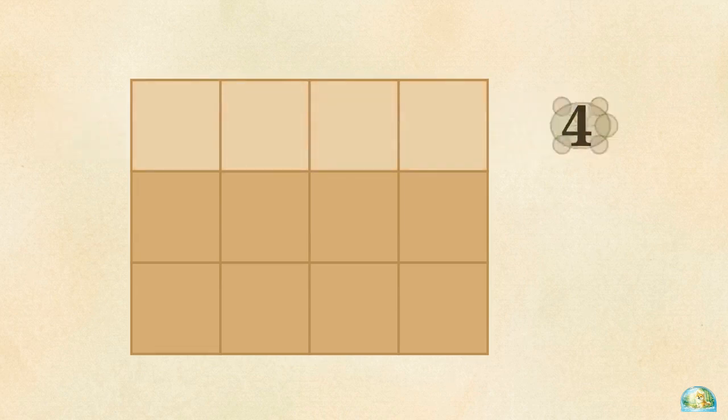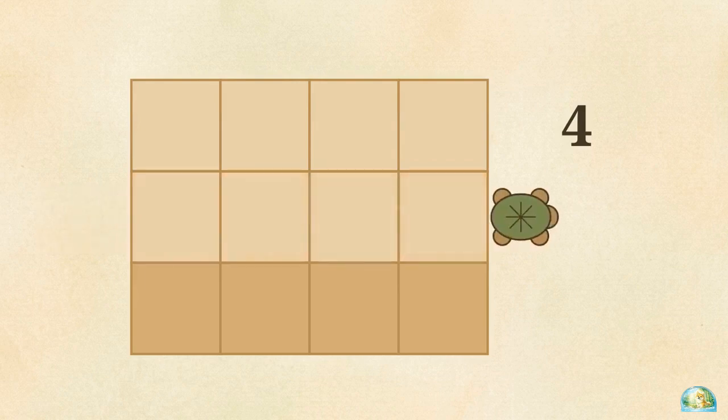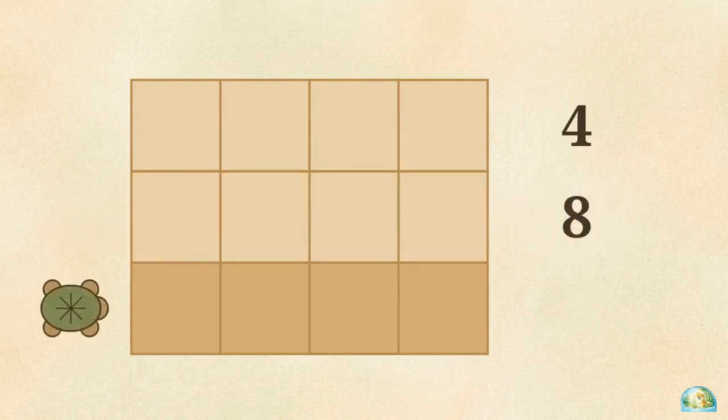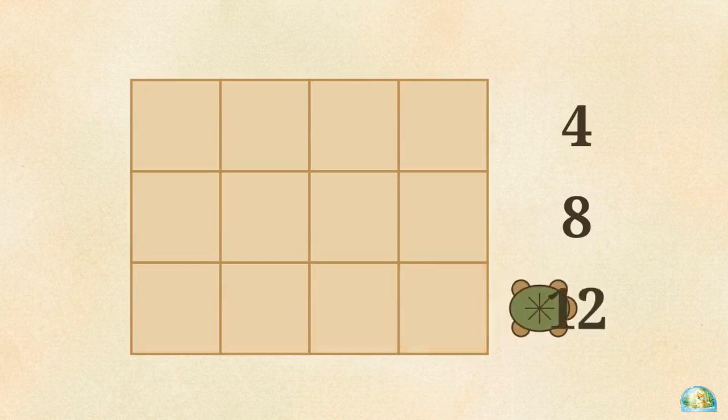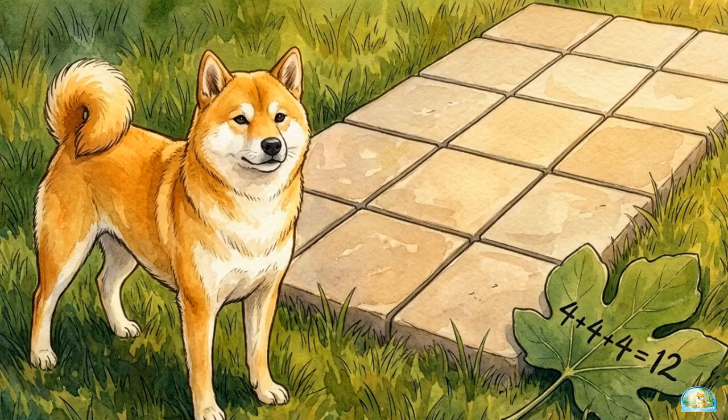First, count the top row. There are exactly 4 squares in this single horizontal line. Because every row is exactly the same length, we can skip count. We add that base number of 4 for the second row, bringing our count to 8. And for the third row, we reach 12. That is 4 plus 4 plus 4 equals 12. Formatting a space into even rows and columns turns tedious counting into simple repeated addition.